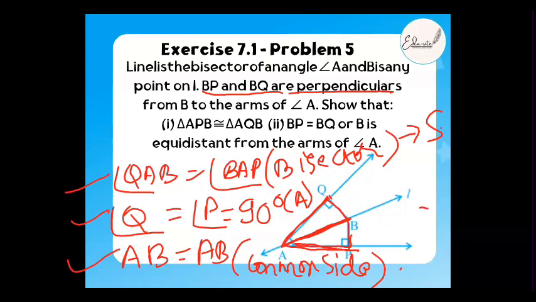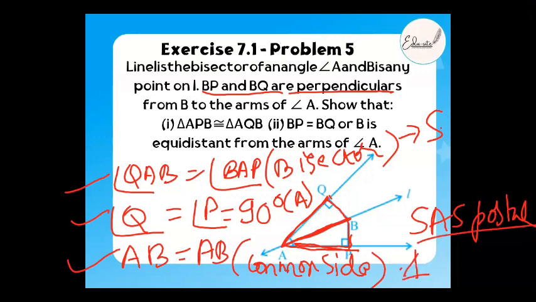So from which postulate will prove that they are congruent, beta? SAS. SAS postulate. Excellent. So what is it? Triangle. Which triangles, beta? Triangle APB and triangle AQB are congruent to each other. Alhamdulillah, we have proved one thing.